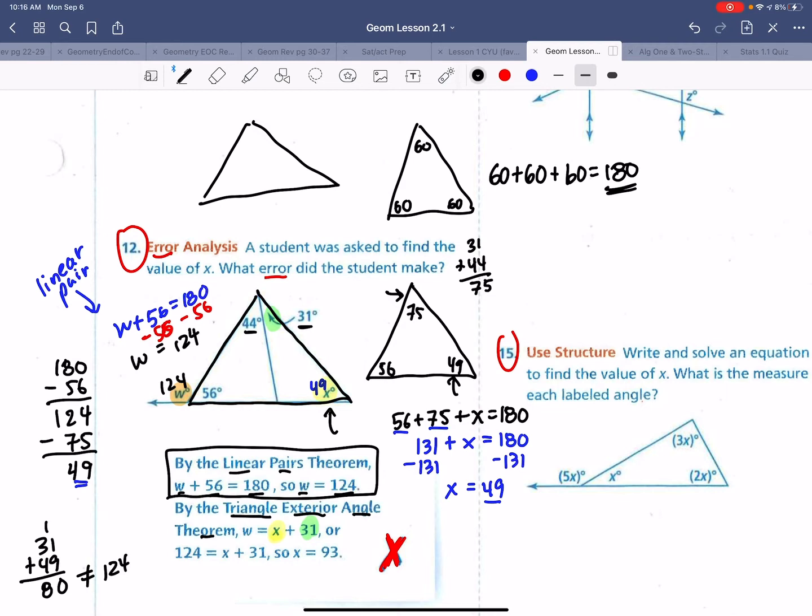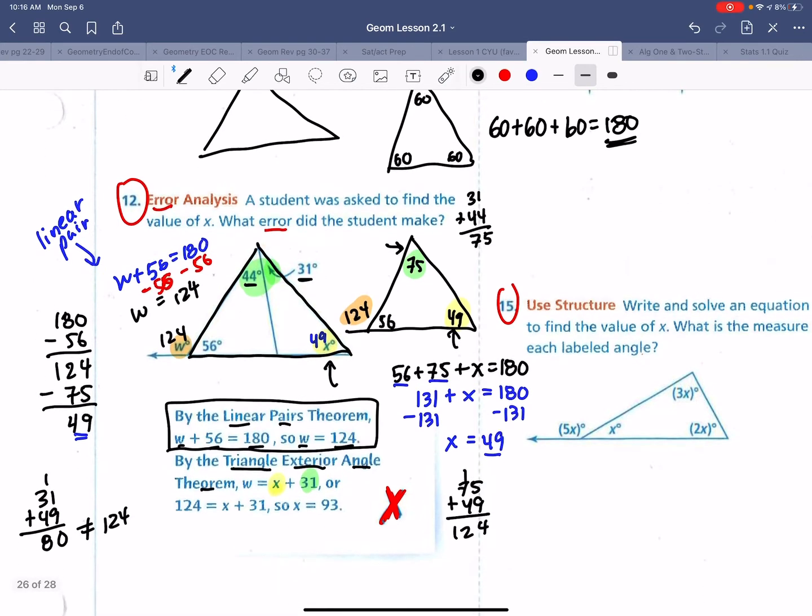So what we were supposed to do, and I think what the student did wrong, was if we would have included both of those angles. Notice that 49 plus 75, if we extended this to 124, should add up to 124. So let's try that out. 75 plus 49. Yeah, 124.